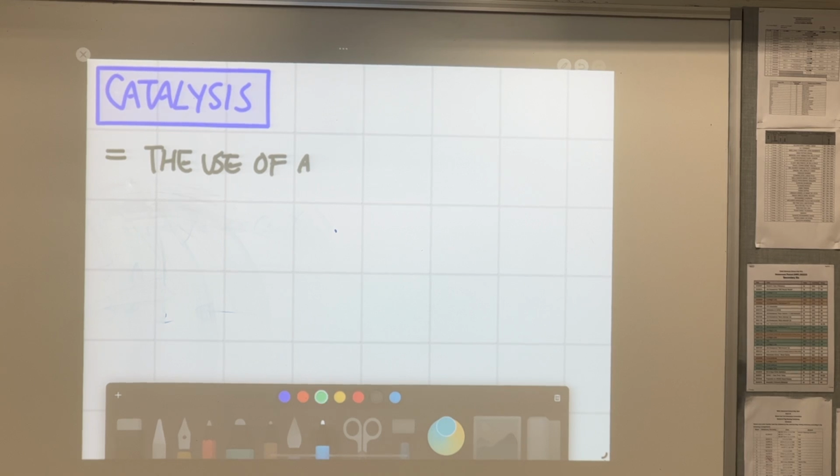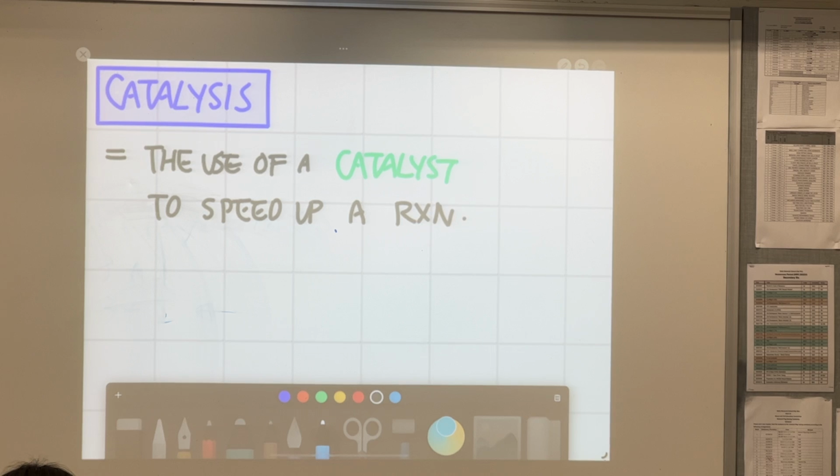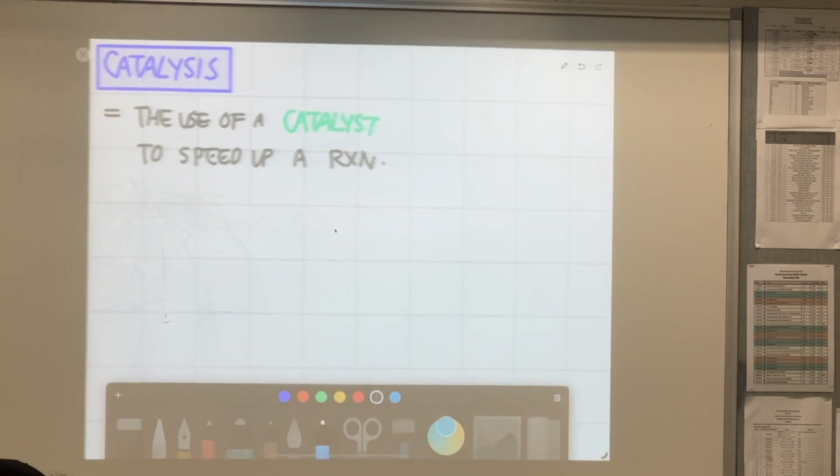So the use of a catalyst to speed up a reaction, we call this process catalysis. It's the process of trying to make a reaction go faster by adding a catalyst. There are many unique properties of catalysts, which is why I gave you so much blank space on these two sides. Now I want you to look at the first one. Catalysts can speed up reaction by providing an alternative pathway with a lower activation energy.